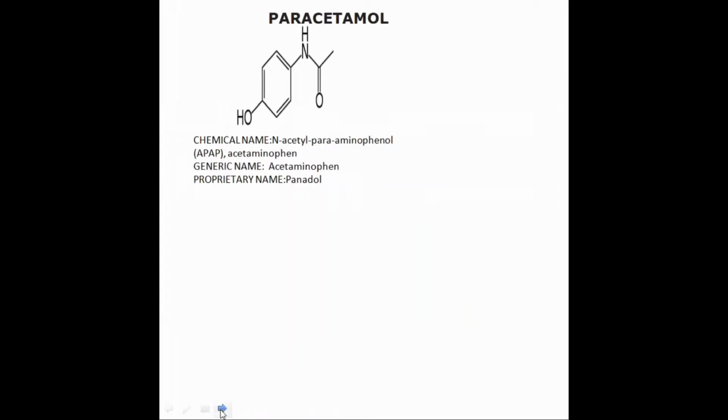The paracetamol you and I have used before, this is the complex chemical structure of paracetamol. The chemical name of paracetamol is N-acetyl para-aminophenol. That is the chemical name. The generic name is acetaminophen. So any company that manufactures it can call it any name they want. GSK manufactures and calls it Panadol. Emzor manufactures and calls it Enzo paracetamol.